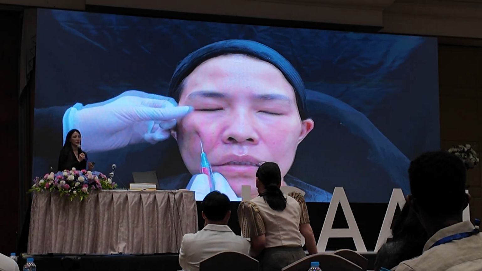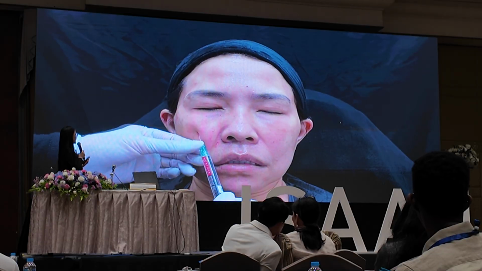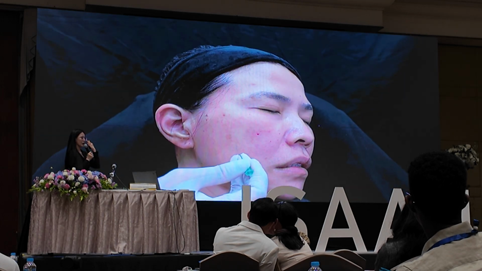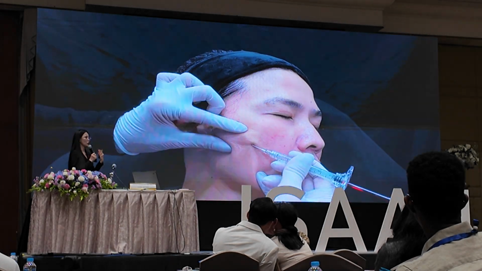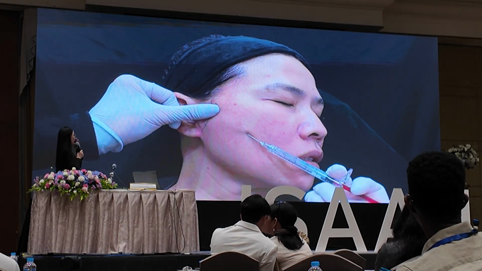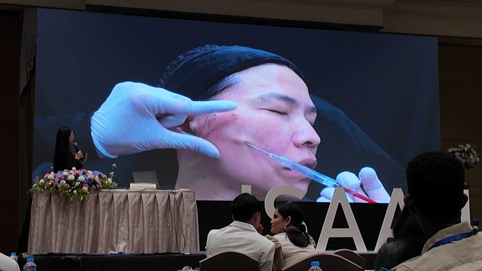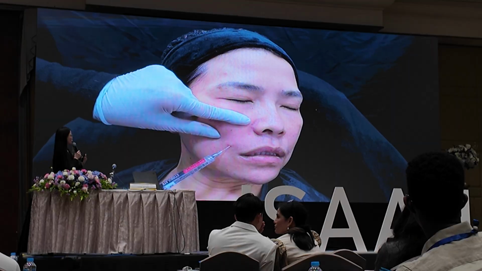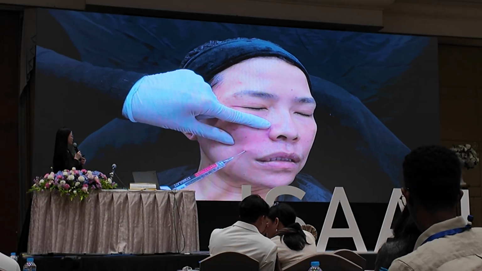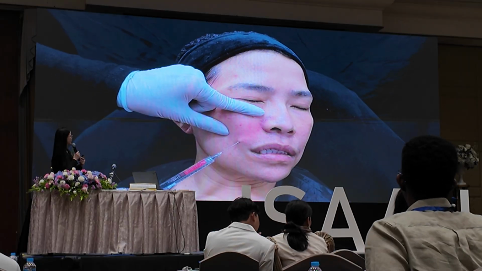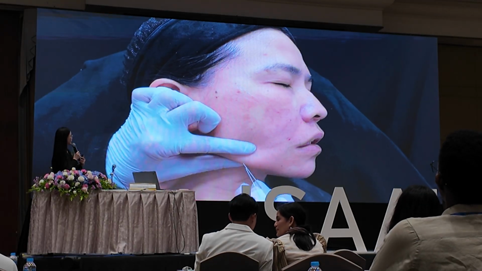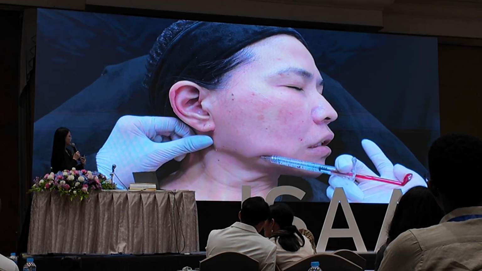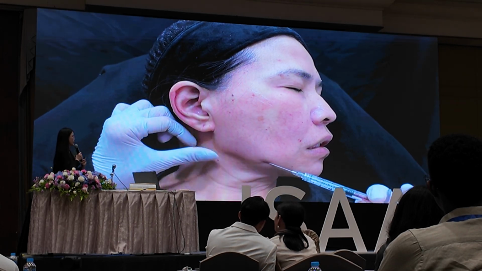Then I use the blunt cannula in the soft area, touching on the bone. When I treat near the eye, I ask my patient to open the eyes. And I use the blunt cannula to do the subzygoma here. And I move to the nasolabial fold in the subcutaneous plane. And then for the jawline enhancement, I use the blunt cannula into the subcutaneous plane here.